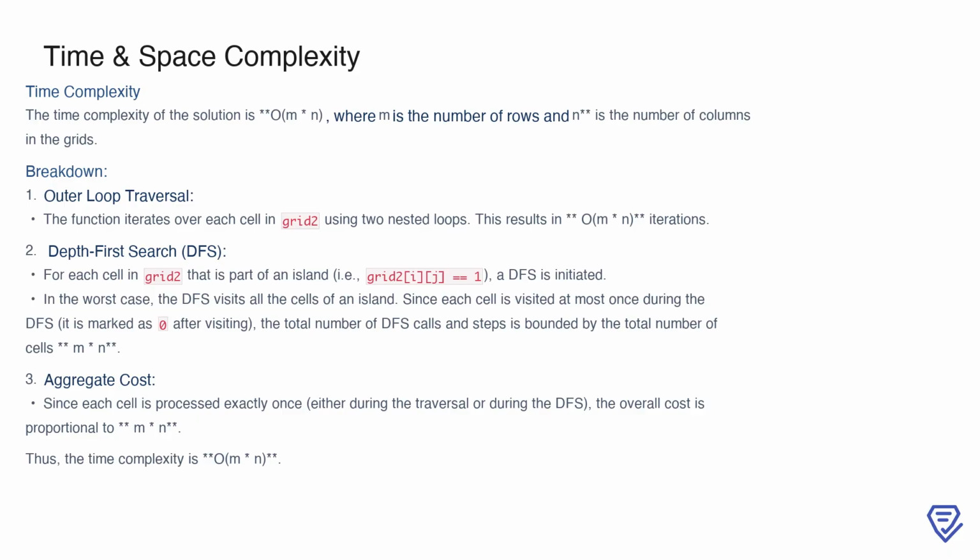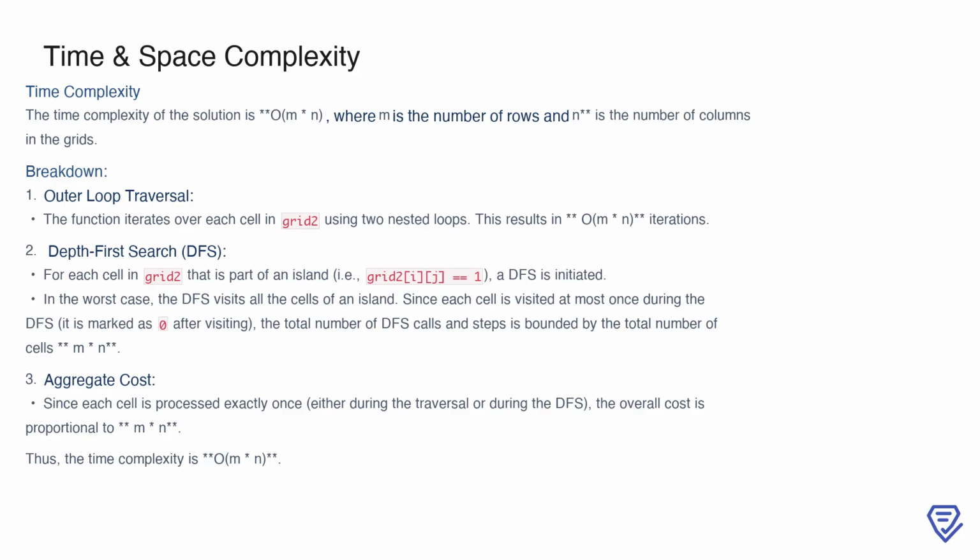The time complexity of this solution is m*n, where m represents the number of rows and n represents the number of columns in the grids. To understand this, let's break it down step by step. First, during the outer loop traversal, the algorithm iterates over every cell in grid 2 using two nested loops. This results in m*n iterations.